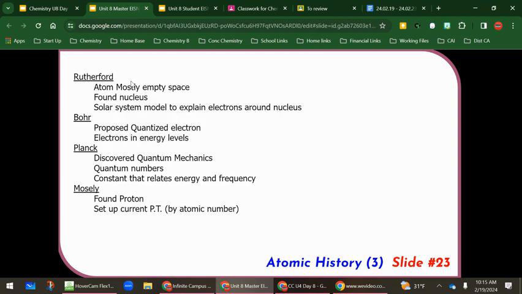And he helped us set up our current periodic table by atomic number. Didn't change Mendeleev's periodic table, but it allowed us to now say, okay, it's in order by hydrogen 1, helium 2, lithium 3, beryllium 4, so on and so forth. Questions?